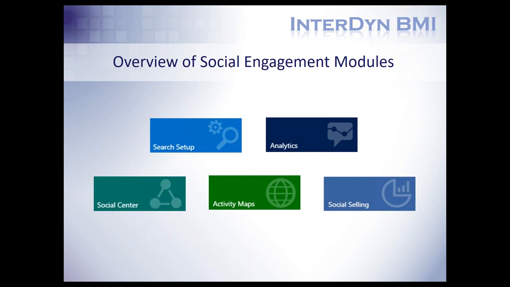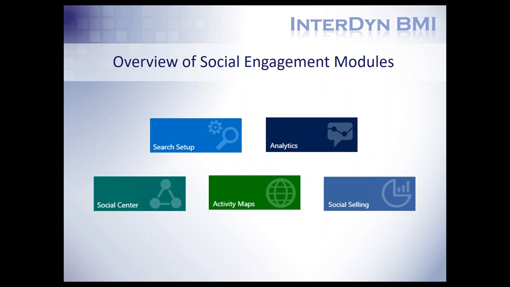So with these activity maps, you can see where geographically your buzz is. Let's say your customer base is nationwide, you can see where you're being successful. Are you more successful in the West Coast, the East Coast, Midwest, et cetera? So you can see where your social media strategy is actually reaching. And then finally, social selling, and that's where you get to your personal relationship assistant.